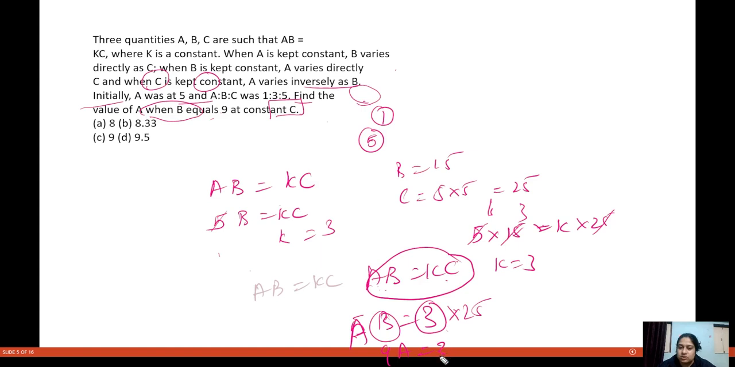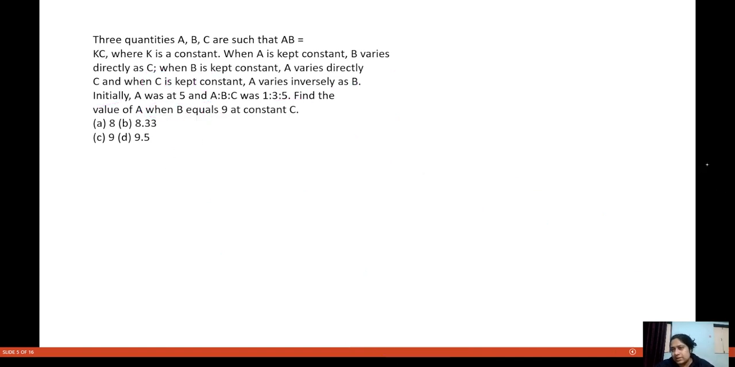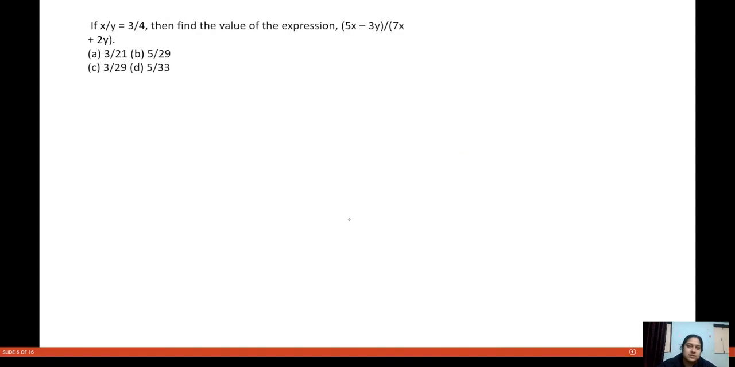Now let us move to the next question. It is saying if x by y is equal to 3 by 4, then find the value of the expression 5x minus 3y divided by x plus 2y. This is what is given to you. It is saying that x by y is equal to 3 by 4.